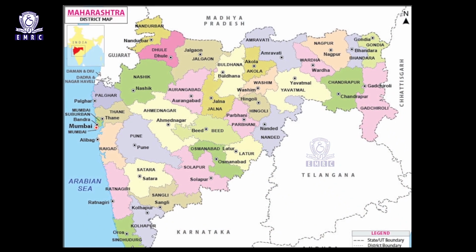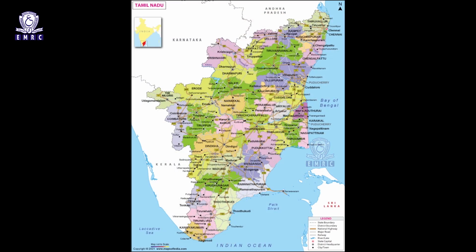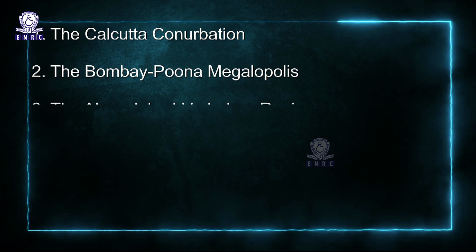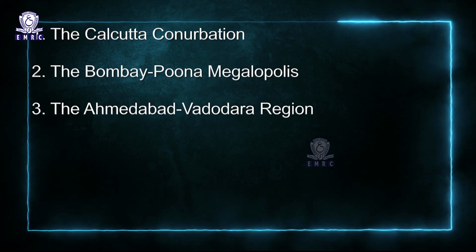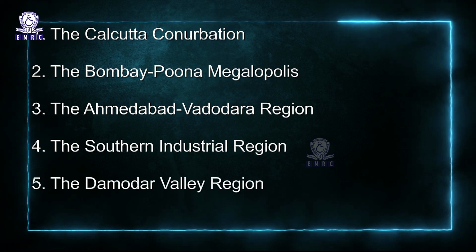Among the states, Maharashtra contributes the largest amount of industrial product, followed by Gujarat, Tamil Nadu, West Bengal, Uttar Pradesh, Bihar, Karnataka, etc. According to the regional concentration of industries, Indian manufacturing regions may be subdivided into six broad regions. The first one is the Calcutta conurbation. The second one is the Bombay-Pune megapolis. The third one is the Ahmedabad-Vadodara region. Fourth is the Southern Industrial Region, fifth is the Damodar Valley region, sixth is the capital region.